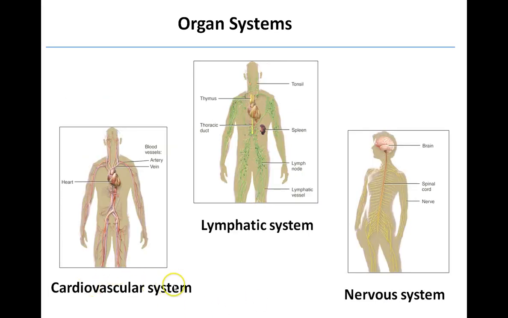Next, we move to the cardiovascular system, which I've briefly introduced you to before. Cardiovascular system involves the heart, which pumps blood through a series of vessels: arteries, veins, and capillaries. The system is very important for delivering nutrients, oxygen, hormones, immune components to the cells of the body and the organs of the body.